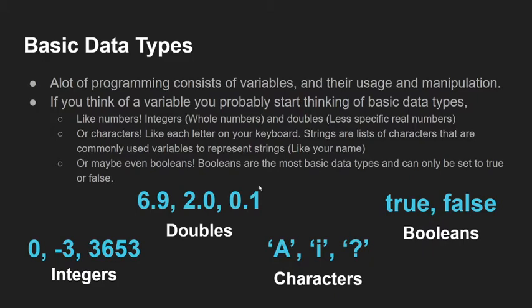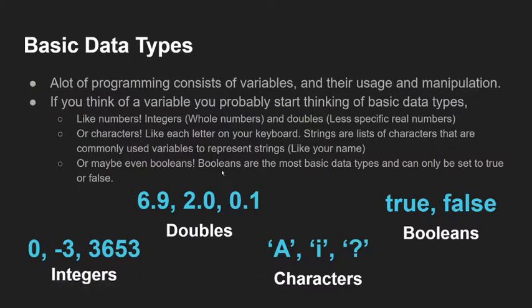So, basic data types. When we're going over data types, it's very important you know what we're talking about. Data types are what each variable can be. A lot of programming consists of variables and their usage and manipulation. If you think of a variable, you'll probably start thinking of the basic data types, which are like numbers, like our integers and doubles.